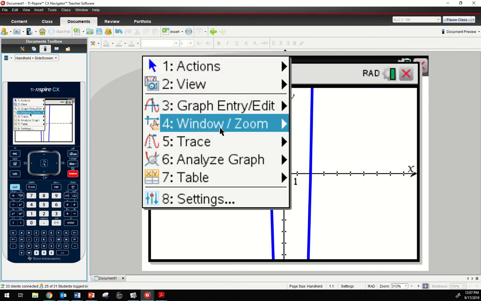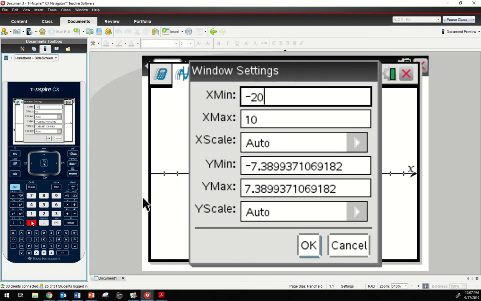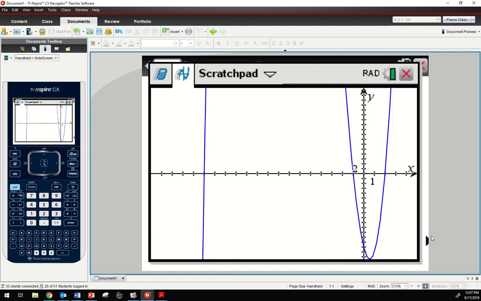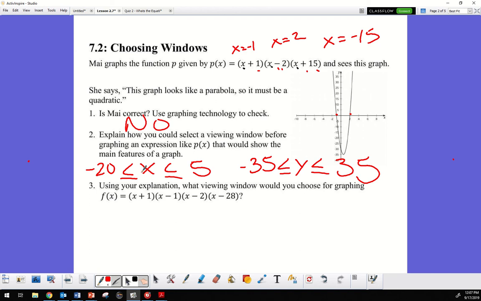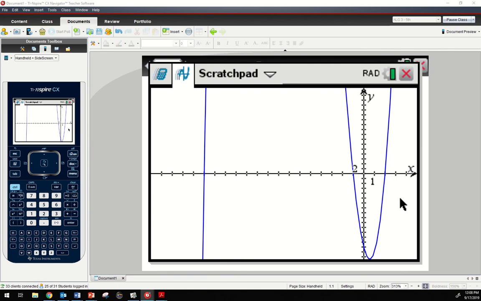Now, menu. I'm changing the window. So what do we say our lower bound is for the x? Negative 20. Let's do that. Upper, we said 5, right? Y min. And Y max. Positive 35. There we go. Did you write this down? So the x min is negative 20. The x max is 5, right? So that's what this means right here. So you guys should have this on yours right now.